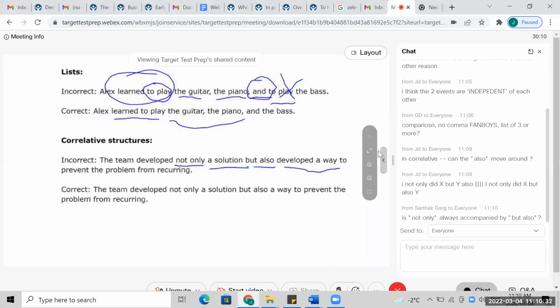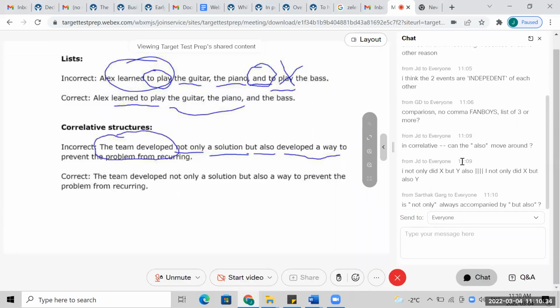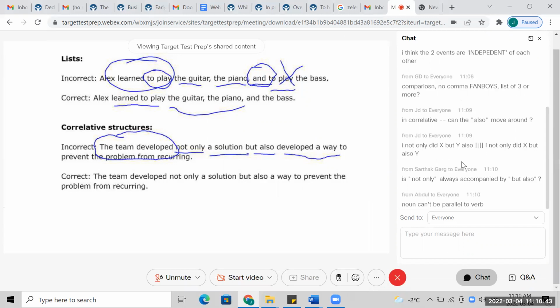We see what precedes "not only." In this case, it's "the team developed," and we carry it over. The team developed a solution. That's cool, that works. The team developed a way. Wait a minute. Now we once again have a repeat.